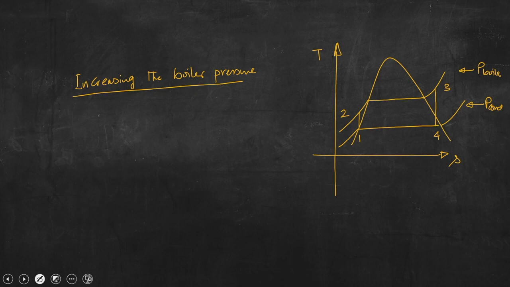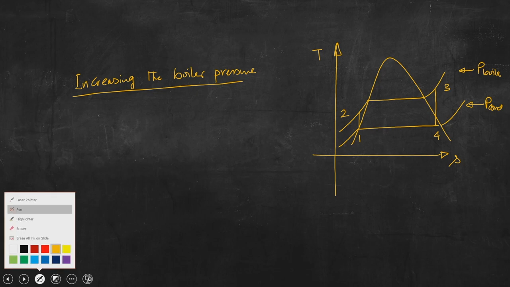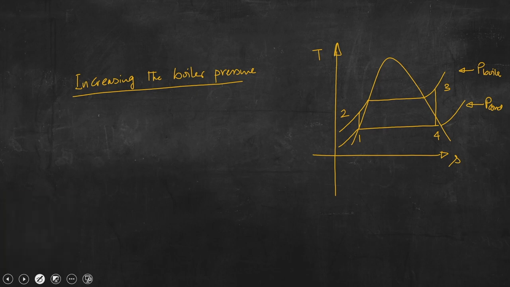Now, can we increase boiler pressure? Let me draw using another color. So, this is the temperature. Maybe we can have this, so this is 2 prime. Say this is 3 prime, this is 4 prime. Okay. So, this is the concept.